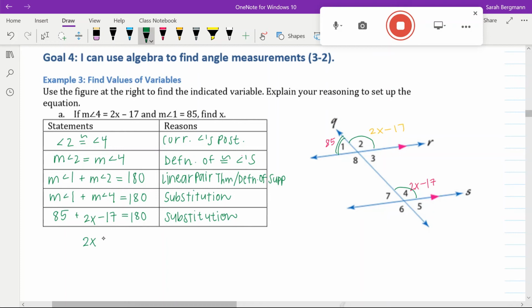85 minus 17 combines to give you positive 68. Those are like terms. Next, we can subtract 68 on both sides to get 2x equals 112. And finally, divide both sides by 2 to get x equals 51.